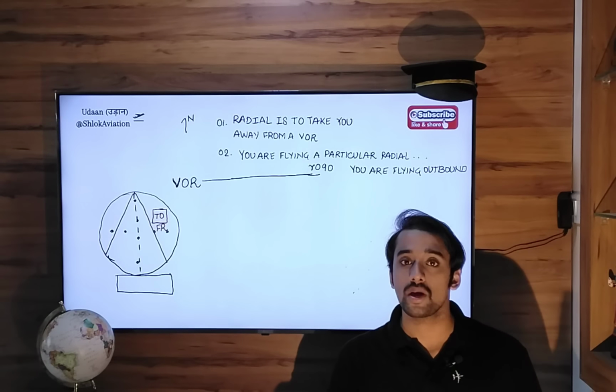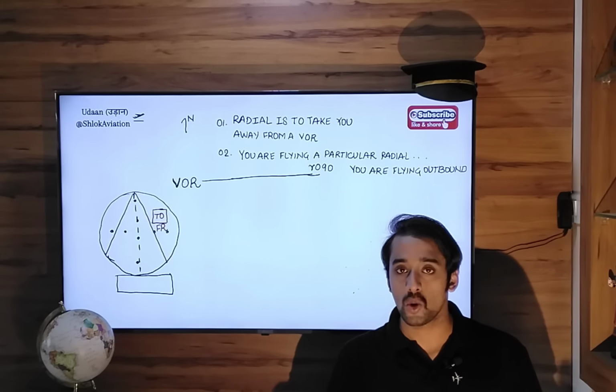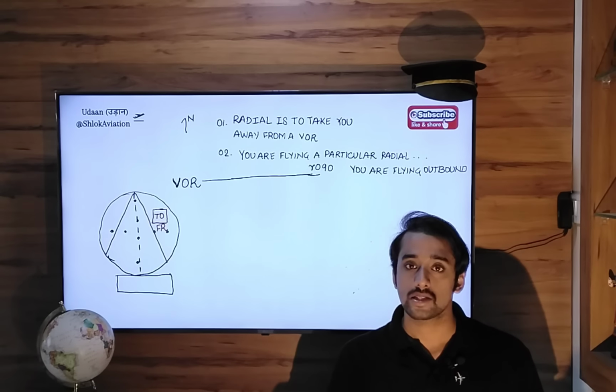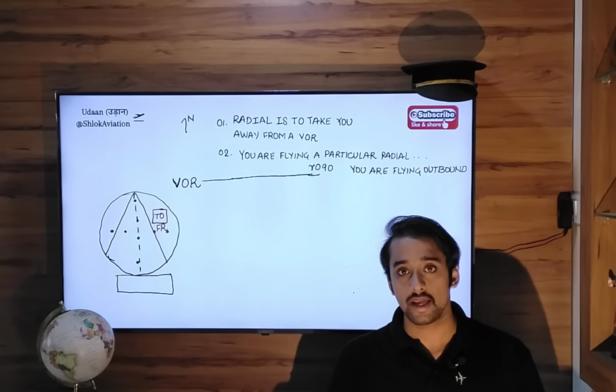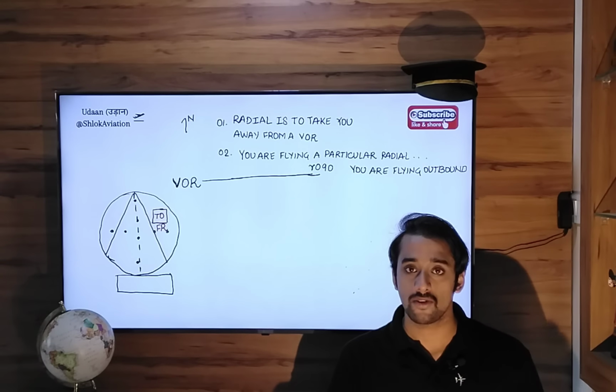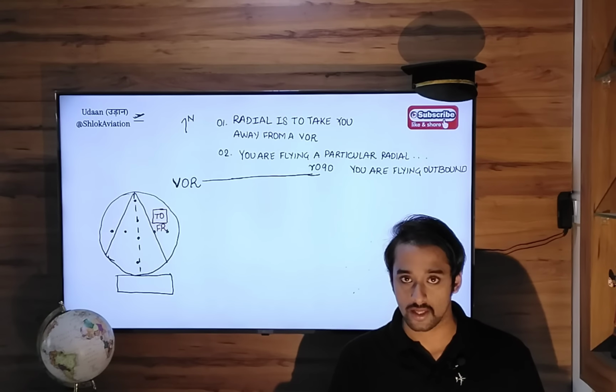One is what you input. Give an input in the OBS selector, the radial, the bearing. Second, accordingly the CDI needle will move left or right, and then accordingly the to and from indication will show either to or from indication.